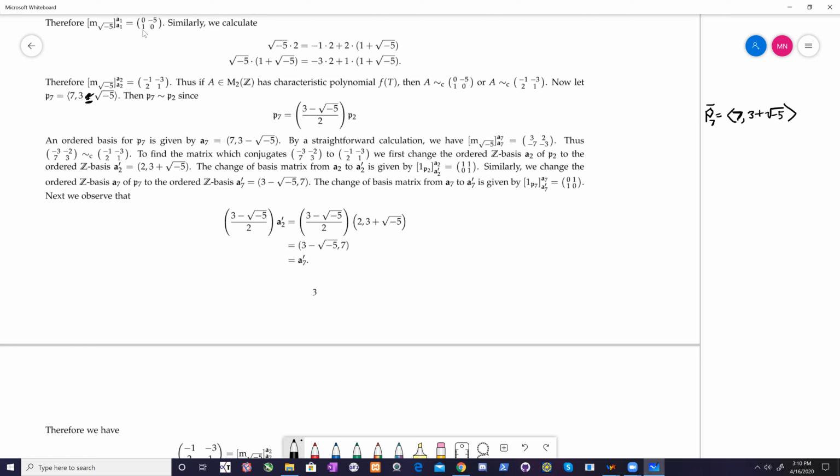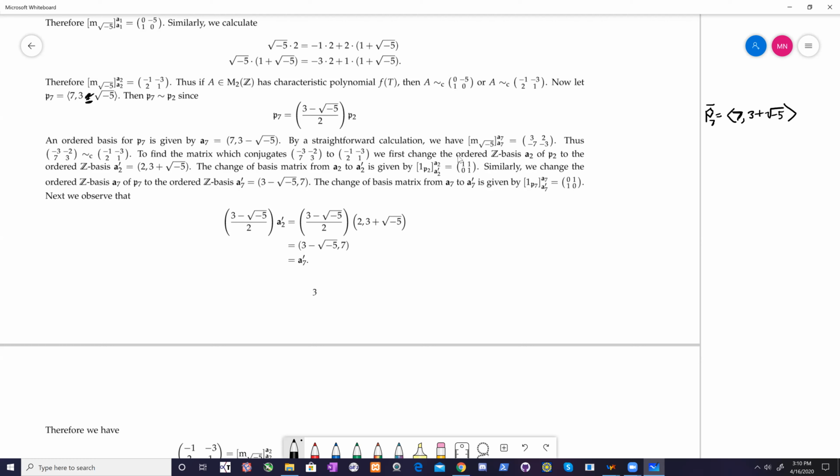So we do the same calculation that we did up here. Thus, these two are conjugate, right? That's what it means. We know that P7 is equivalent to P2, so that means the matrix representations for P7 and P2 have to be conjugate. All right, that's what it means. But now we want to find a matrix which actually conjugates this one to this one. So how are we going to do that?